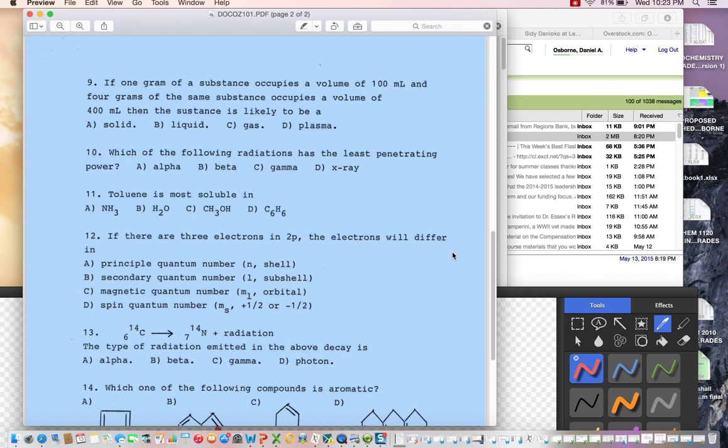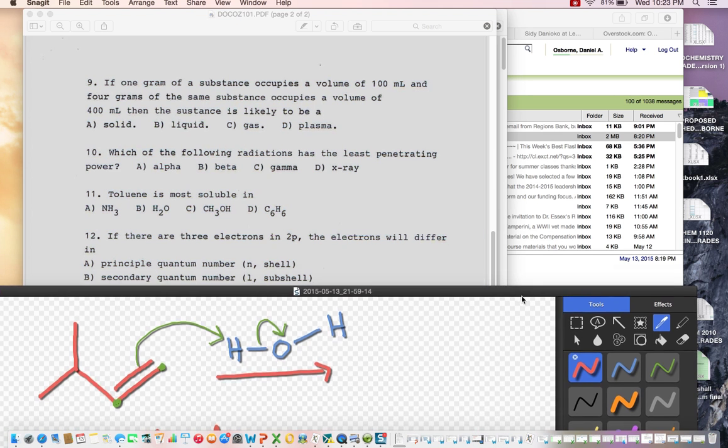Let's look at number 11. Toluene is an organic solvent and it is nonpolar. Notice that ammonia, water, and methanol are all capable of hydrogen bonding. They're all polar solvents. Like dissolves like. Let's take a moment and look at this further.